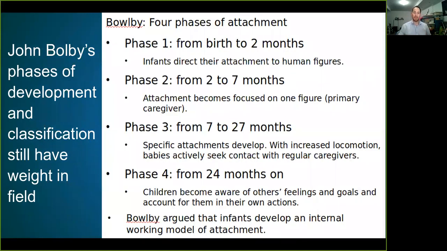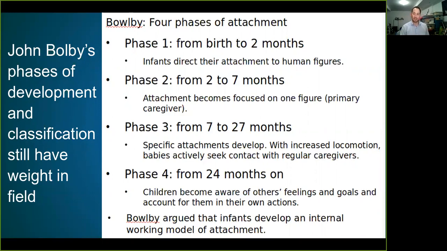So what are the different attachment styles and how do we develop attachments? From about birth to 2 months, infants direct their attachment towards human figures, those people around them that are caring for them. It tends to become focused on one figure. Usually that's the primary caregiver. In most studies, this is the mother. Then from about 7 to 27 months, specific attachments develop towards specific other caregivers as well. And then from about 2 years and on, children become aware of their own feelings, their own goals, and are aware of themselves as an individual. So that is how attachment starts to develop.